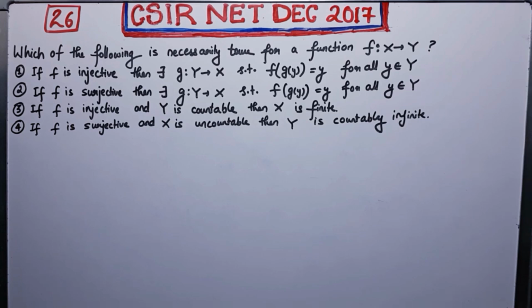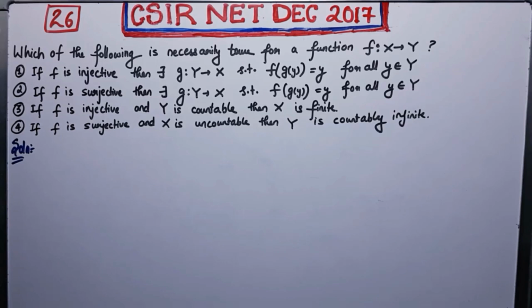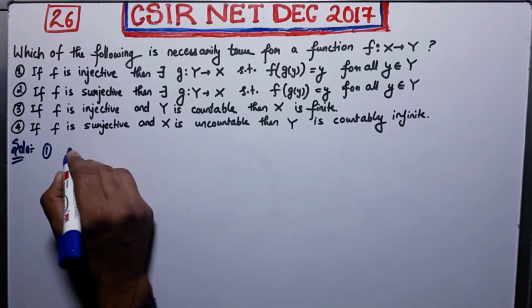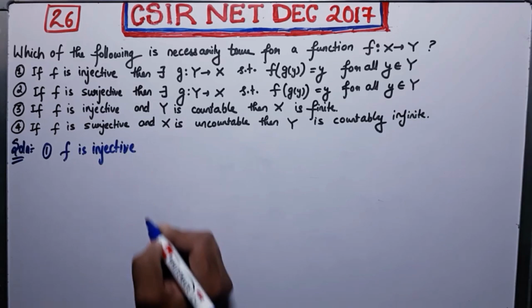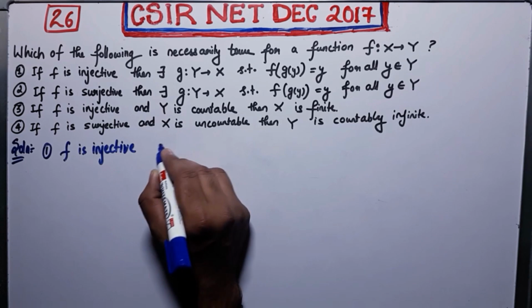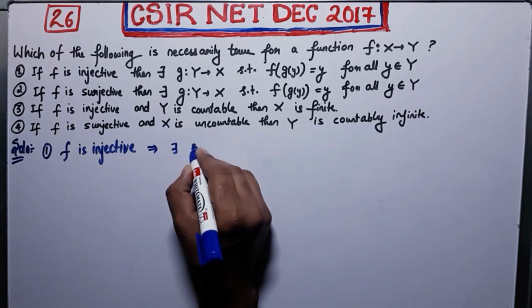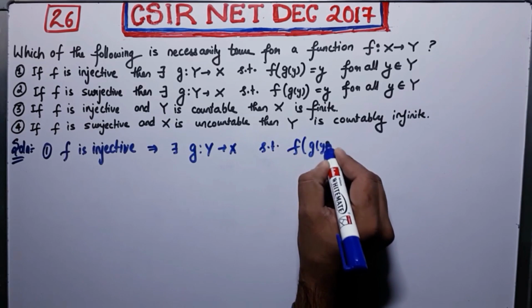I'm not going to read the next options before solving this. I will first solve this and then go to the next option. The first option says if f is injective, then there exists g from Y to X. In the first option it is given that f is injective. What else information do we have? It says that if f is injective, then you will get a g from Y to X such that f of g(y) is equal to y.